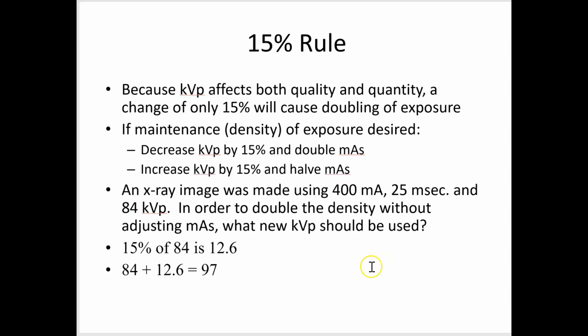We want to double the density. So we are at 84 KVP. 15% of 84 is 12.6. You add that to the 84 and you get 97. So you would set your KVP at 97 instead of 84, and you would double the density on your image.